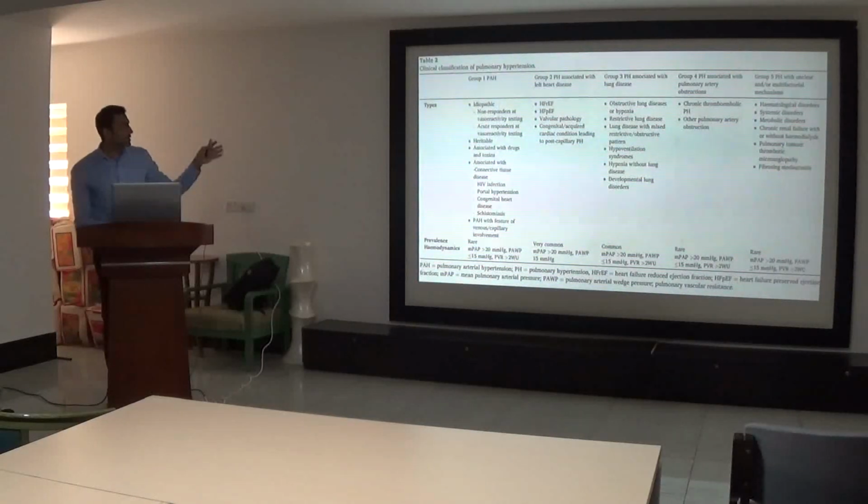Classification we already discussed. Class 4 is the CTEPH. These are the other classes. Class 2 being the heart related causes. Class 3 would be the lung related causes. Class 1 is idiopathic and class 5 is pretty rare. All the hematologic disorders are in it.